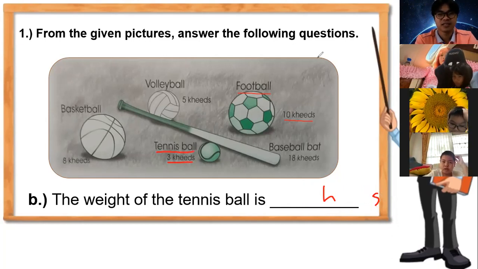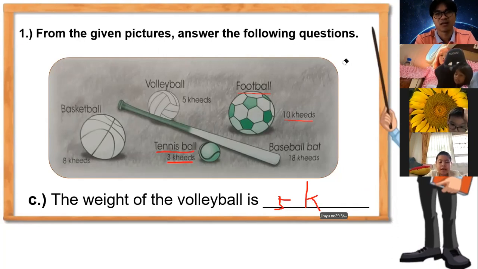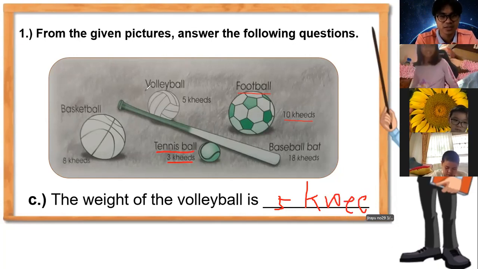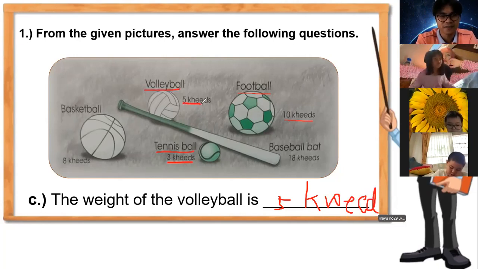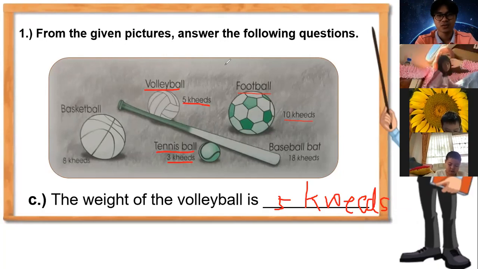Next. Letter C. How about the volleyball? 5 kids. Okay. Very easy. Volleyball. Where's the volleyball here? This one. 5 kids. Very good.